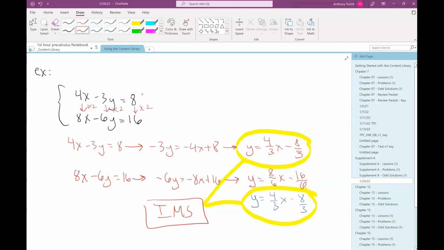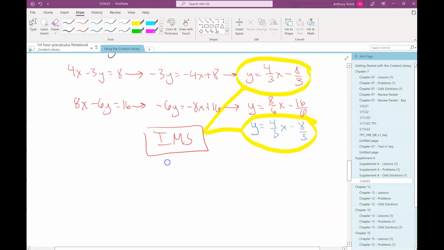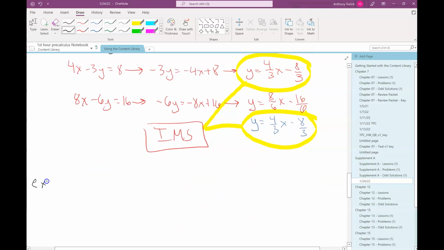So it's infinitely many that way. Any of those approaches are valid. They're fine. They work every single time. Let's look at another example here.